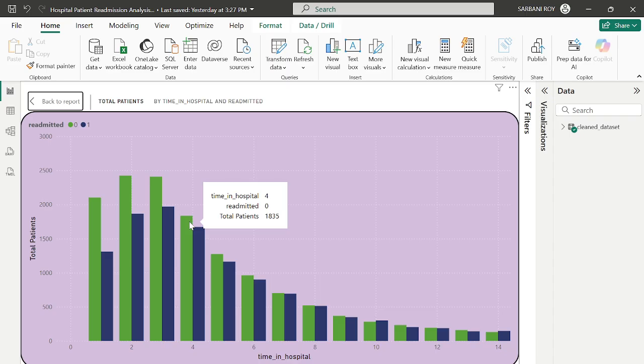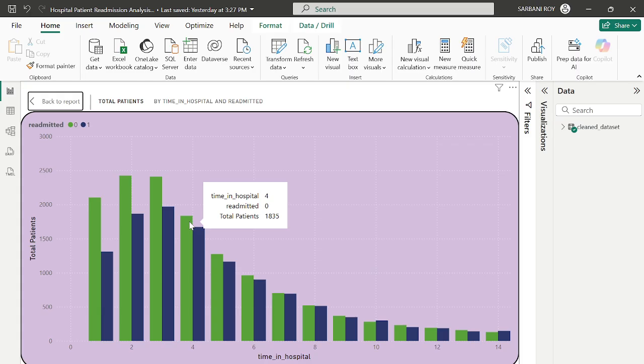Most of the patients stayed, the interpretation here is most patients stayed between 3 to 6 days. Both readmitted, that is blue, and non-readmitted, in green. Patients appear across almost every length of stay. The pattern suggests the length of the stay alone does not determine the readmission. The visual here helps the hospital management to understand the patient volume and care duration patterns.